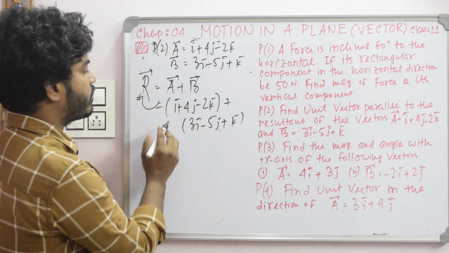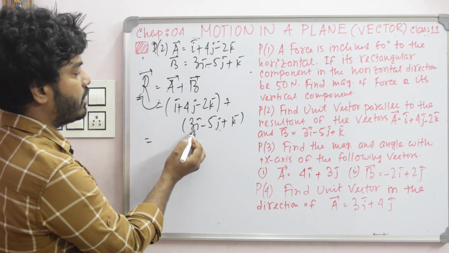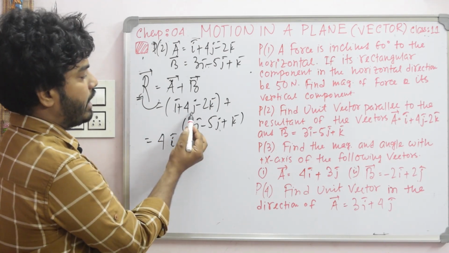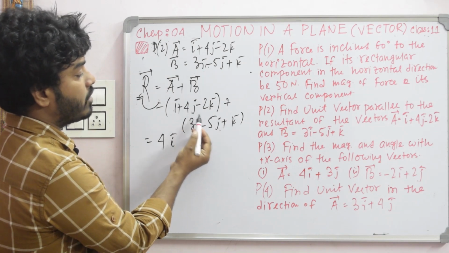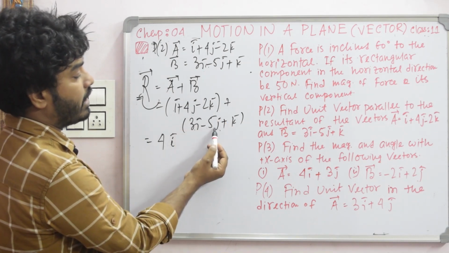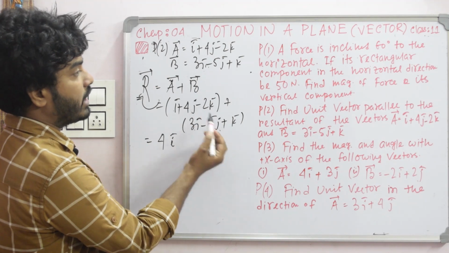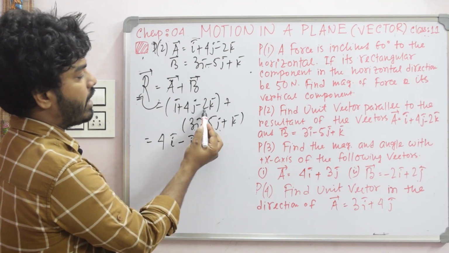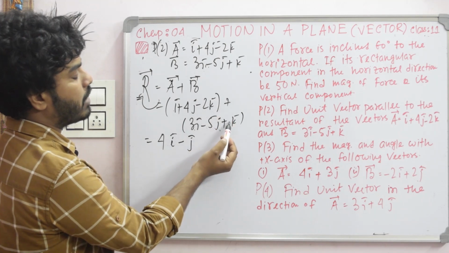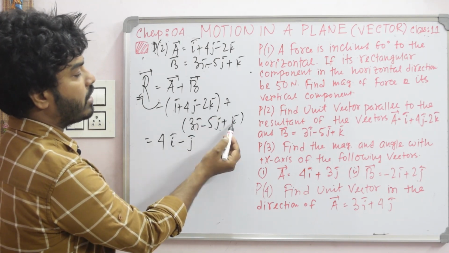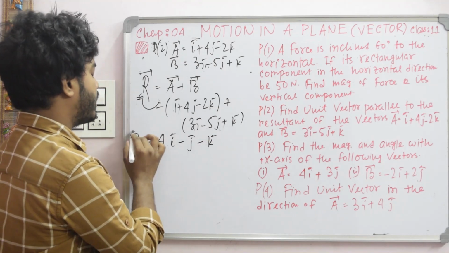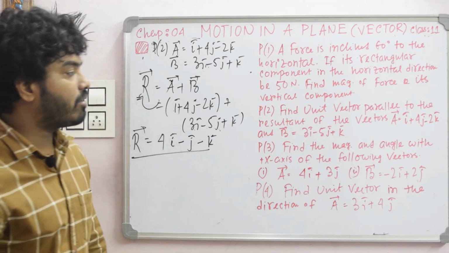So this gives i cap plus 3 i cap, so this one will be 4 i cap. Then 4 j cap minus 5 j cap, that is minus j cap. Then minus 2 k cap and plus k cap, so this one will be minus k cap. This is our resultant vector r. So this is our first part.